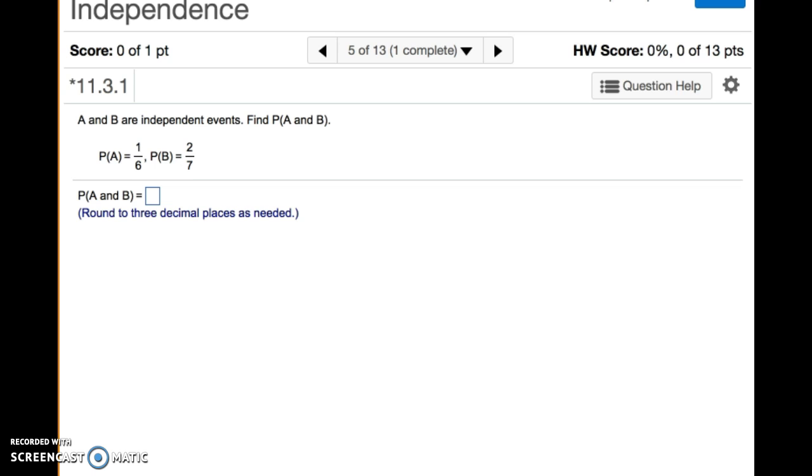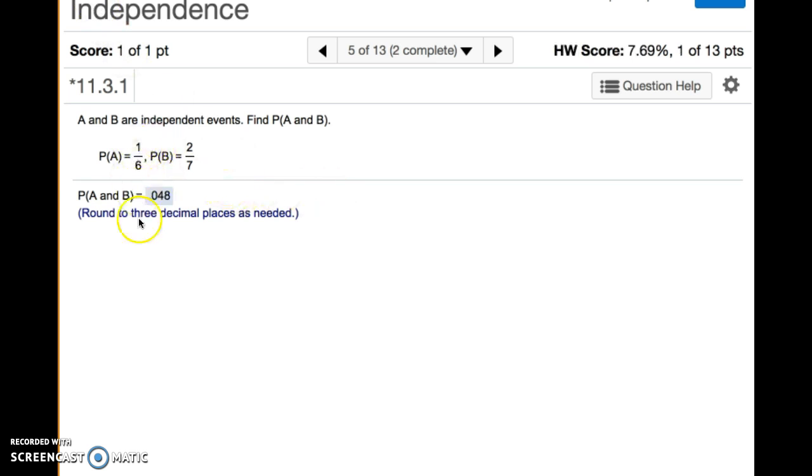Right, this question says A and B are independent. Find the probability of A and B occurring. This is one where you're going to have to use that equation to find the probability of A and B if you're given the probability of A and the probability of B. So I'll give you a second to do that.